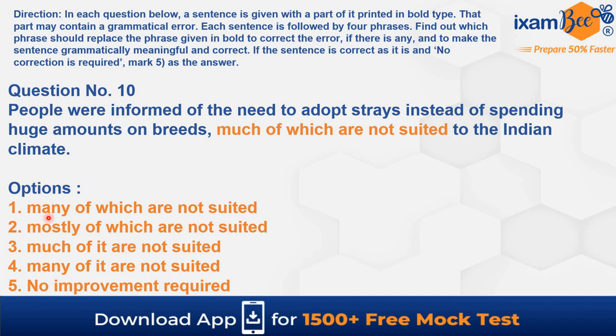Many of which. So many of which, we need a relative pronoun here, right? You see, we have many in the fourth option as well. But see, we have a definite pronoun it here. That's a neutral pronoun, but we do not need that. We do not need a personal pronoun here. We need a relative pronoun here, right? So many of which are not suited will be the correct answer. So first is your correct answer.